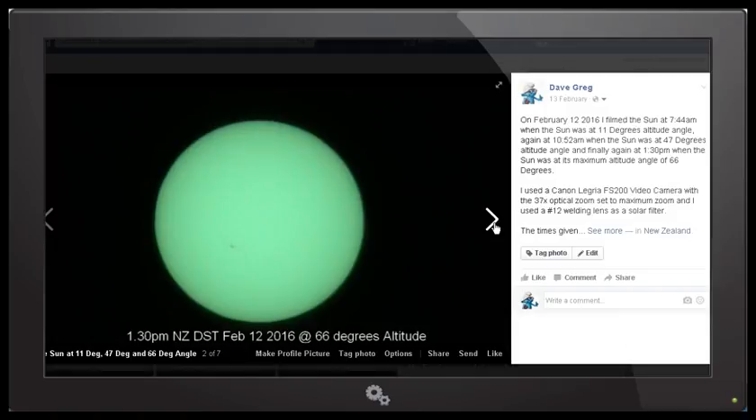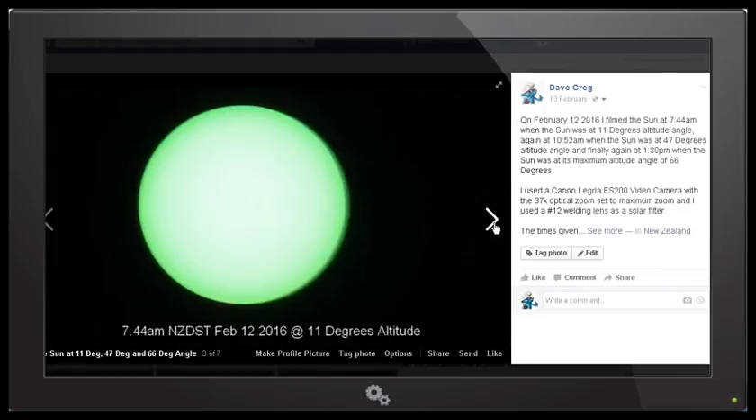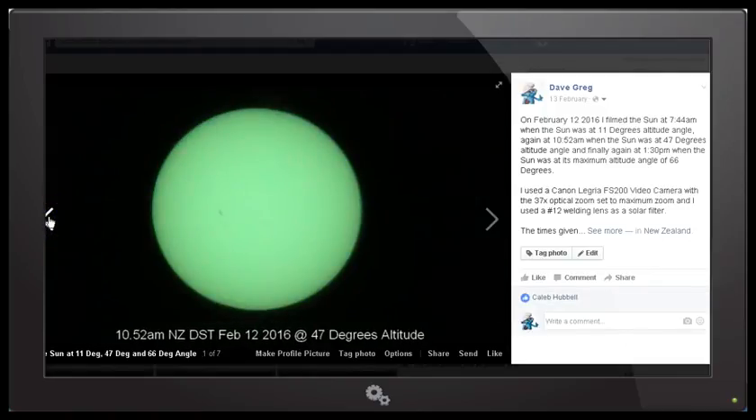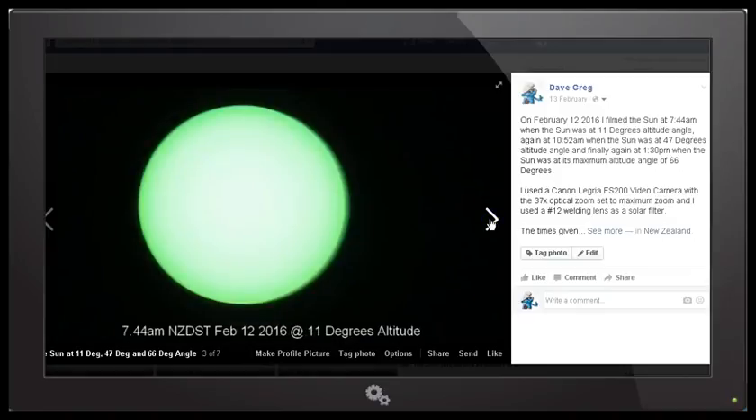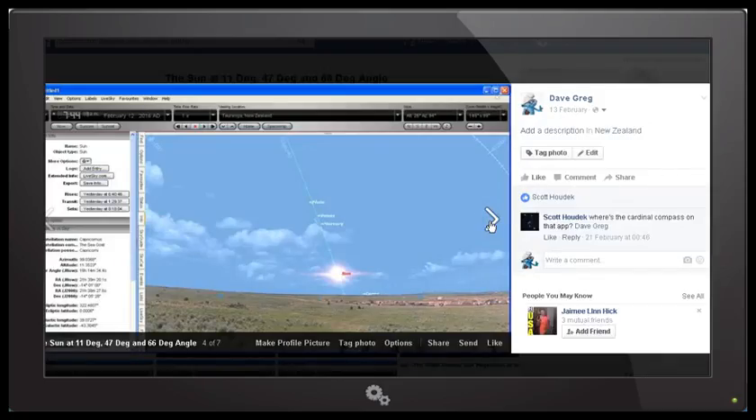And as we can see when we flick between the images, the angular size of the Sun is exactly the same. Now, I've filmed this with exactly the same amount of zoom. It was on the full 37 times optical zoom on the camera, and we see that the angular size is exactly the same. I've also provided some screenshots here of the information of the position of the Sun at that time and on that date from Starry Night Pro.